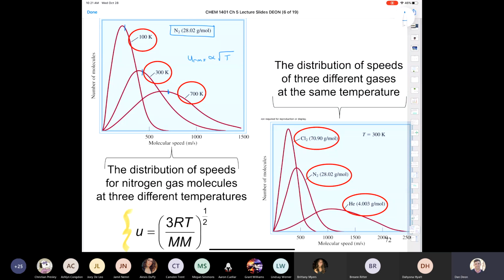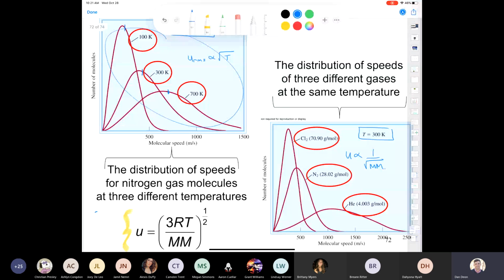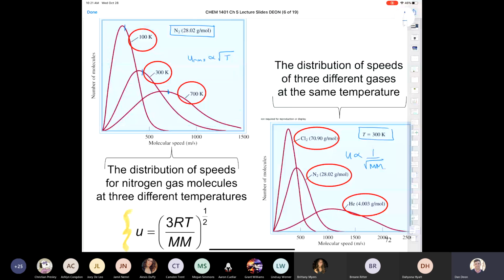What else? We see that the root mean square speed is proportional to 1 over the square root of molar mass. What does that tell us? All three of these curves, which you see here, look similar to these ones, don't they? But it's a completely different scenario, because what we changed in that first one was the temperature. Now the temperature is constant for all of these, but what are we changing? We're changing the molar mass of the gas.